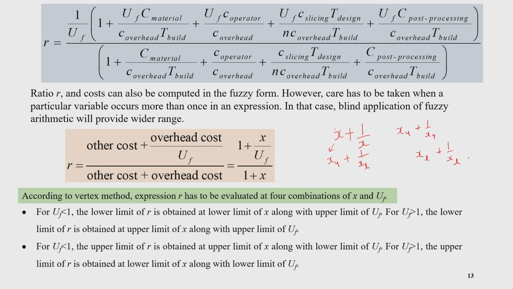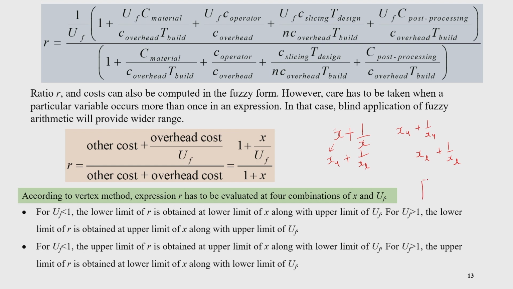So, in those types of situations, use the vertex method. That means you see the possible combinations by which the values can change, find the value at all vertices, and then take the upper and lower limits. That will be better.